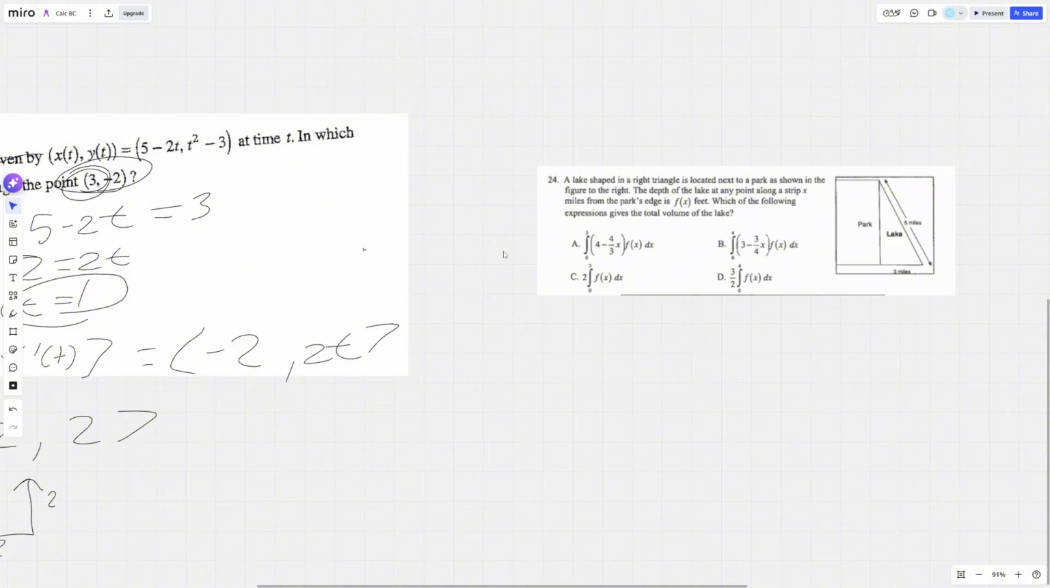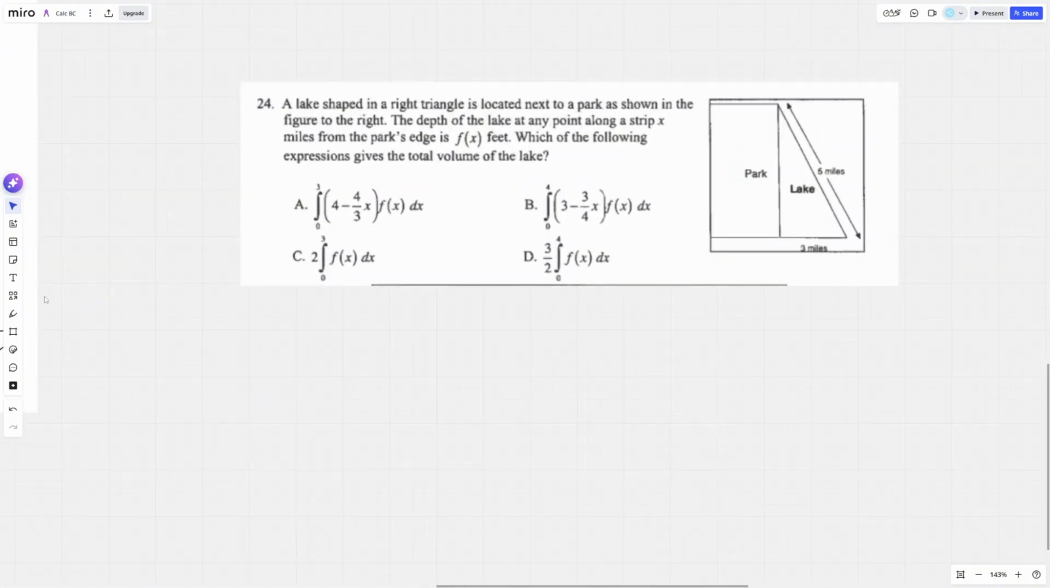Next, we have number 24. It says that there is a lake shaped in the form of a right triangle, and it is located next to a park as shown in the figure to the right. The depth of the lake at any point along a strip x miles away from the park's edge. So the park's edge would be here, and the strip would be like this, right? And it says strip, so that'd be a tiny change in x. So this would probably be our dx, and the depth of the lake would be f of x feet. Which of the following expressions gives the total volume of the lake?